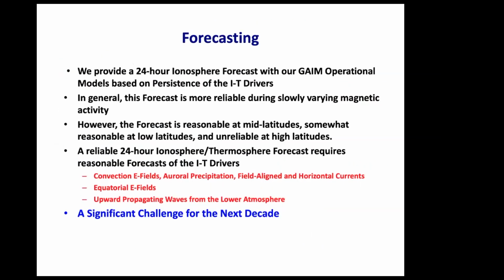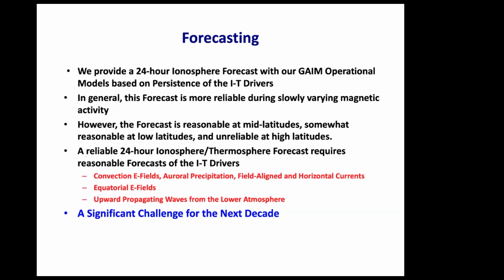Forecasting is very important, and we have to discuss that issue. We provide a 24-hour ionospheric forecast with our GAIM operational models based on persistence of the IT drivers. So what do we mean by that? Well, persistence means you take the drivers from 24 hours ago and you use that to drive the IT model in the future. Now, I should point out that this persistence can be launched at any time. In other words, you can provide your forecast at whatever time you want.